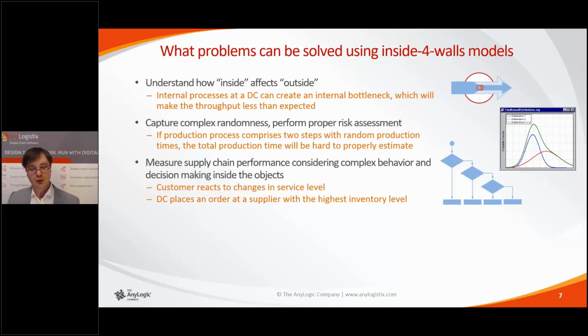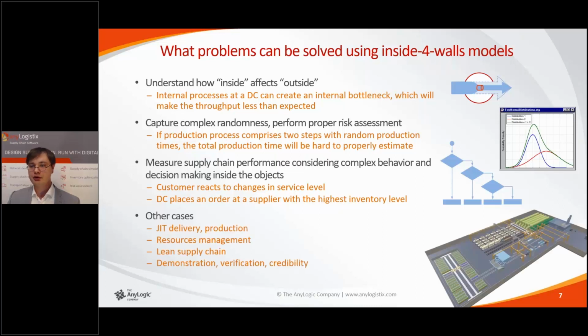Now, we can also use Inside-4-Walls models when the behavior of an object depends on the supply chain itself and contains certain decision making. For example, a customer can react to changes in service level. If it receives a good service level from the supplier, it will order more. If the service level is not so good, it will order less. Another example is a DC that orders not from a specific supplier, but from the one which has the highest inventory level, which is again behavior and decision making.